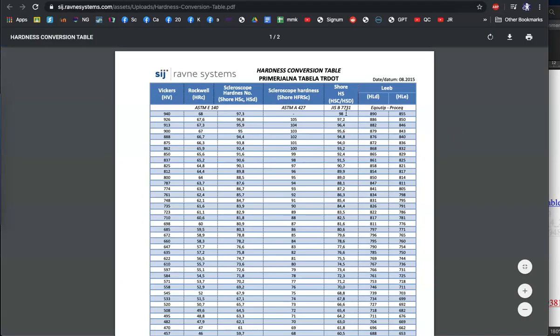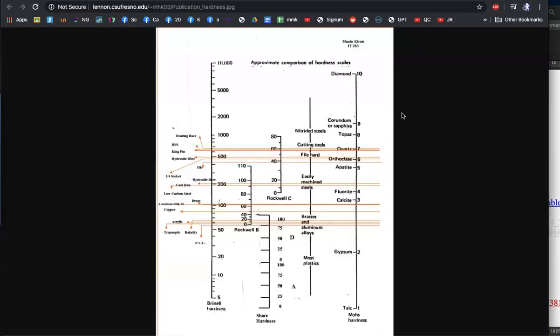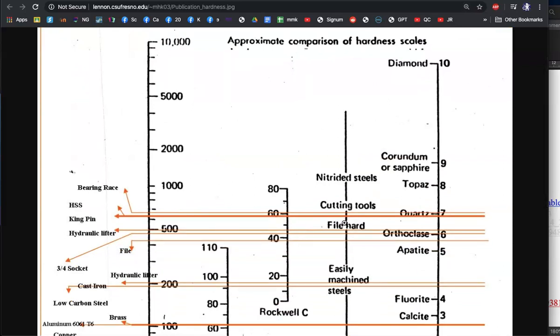Okay, so here we've got a Shore D hardness test of 98, gives us a Rockwell hardness of 58, right? That's Rockwell hardness C. And what does that relate to? Well, if we go to this one here, okay, so 58, it gets us down into this area here. So it's harder than steel, but not as hard as the cutting tools. So that gives you a rough idea of how hard that chocolate is.